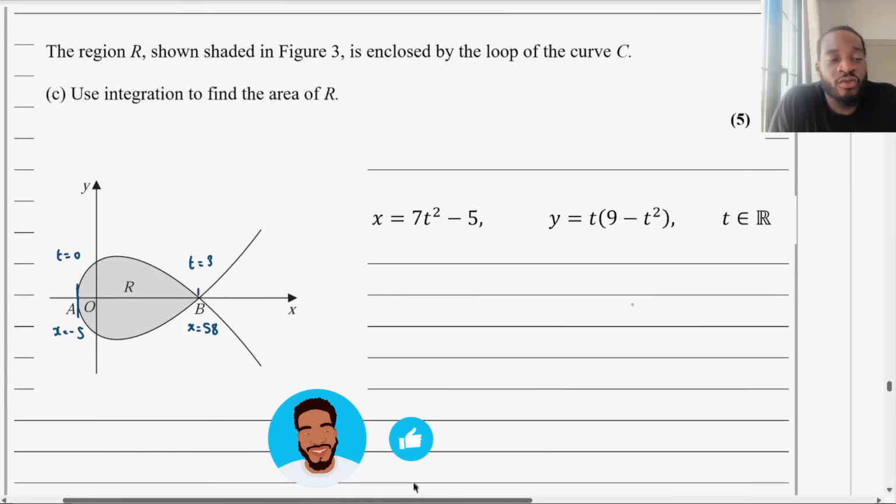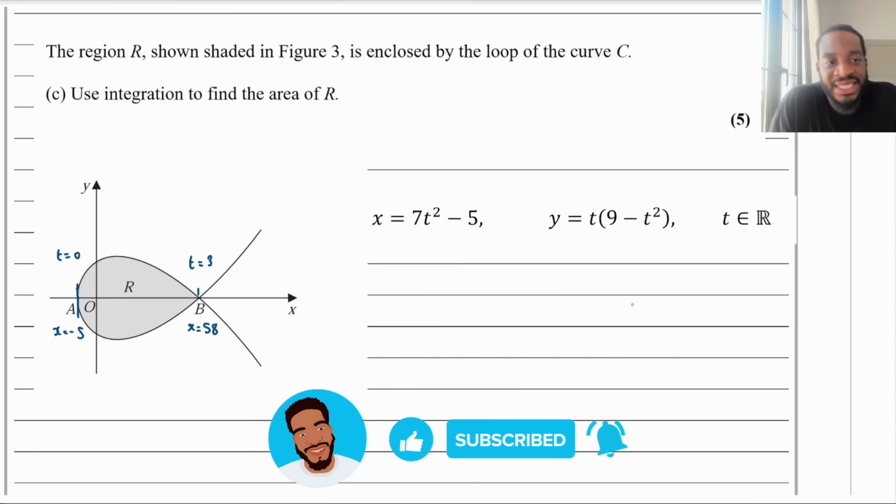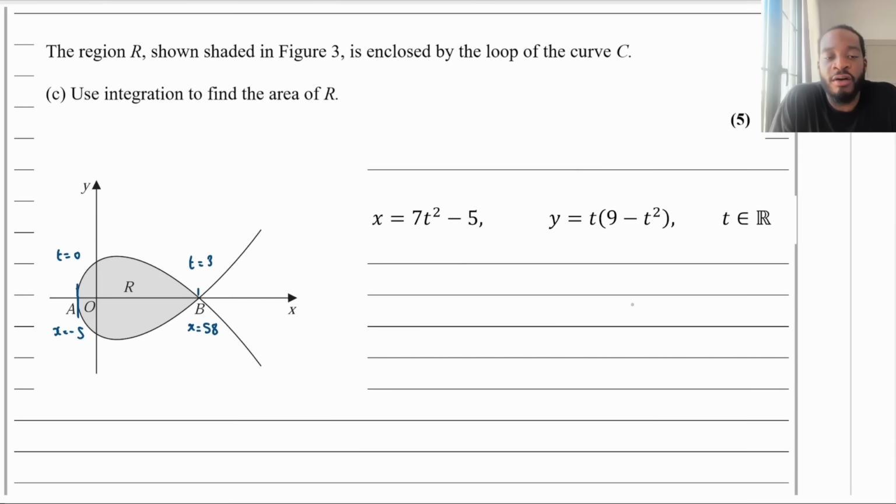All right, so it says the region R, shown shaded in figure 3, is enclosed by the loop of the curve C. Part C says use integration to find the area of R for 5 marks. So what do we have? We've got integration in a parametric question, so immediately you should be thinking of parametric integration. Write the formula out first: y dx/dt. Now y is t(9 minus t squared), and dx/dt is 14t.